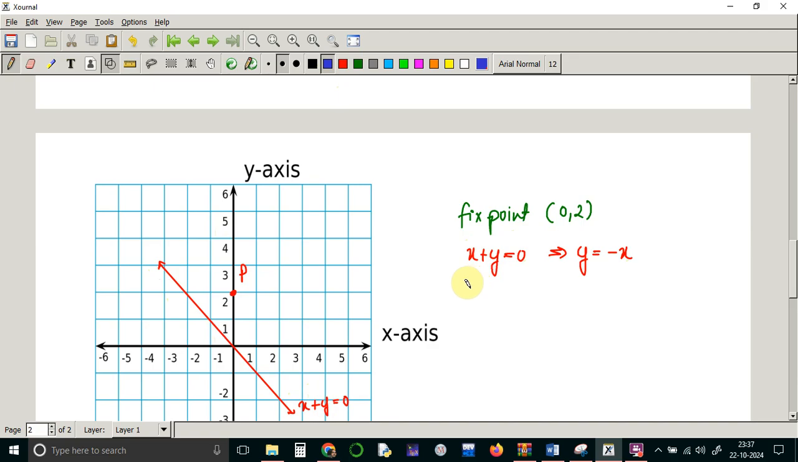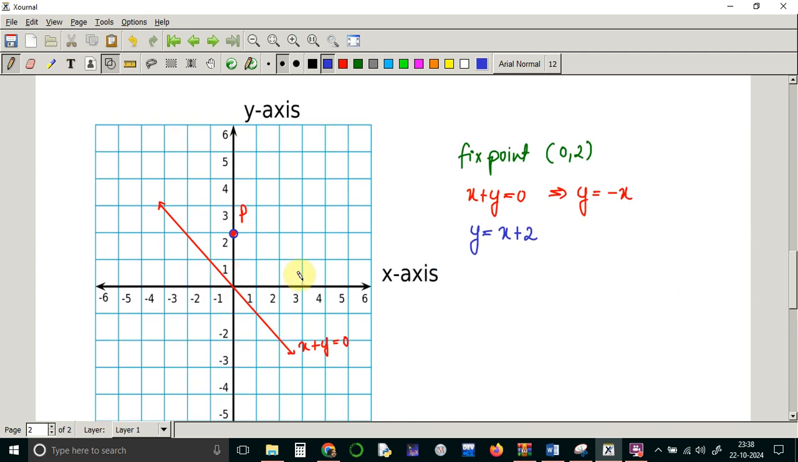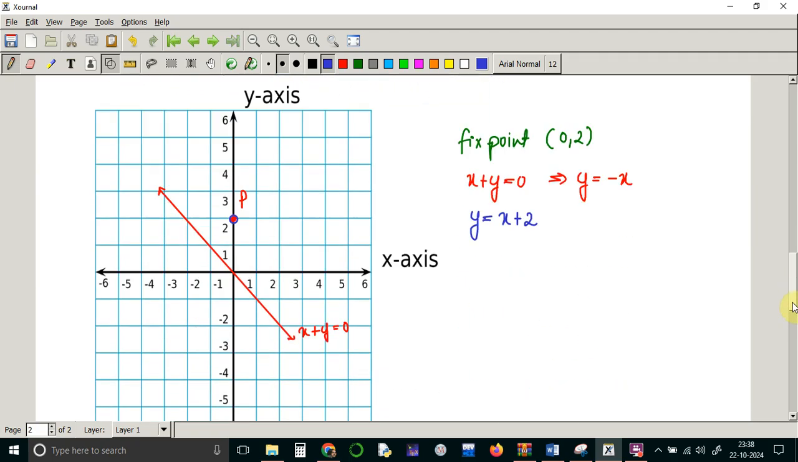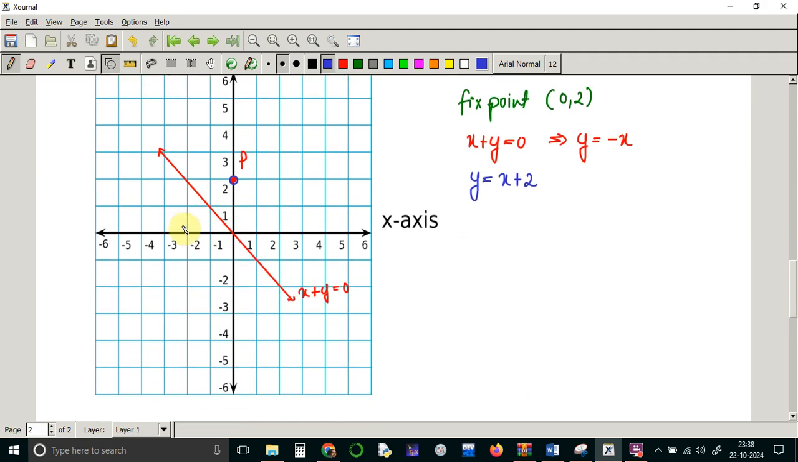And then we have to plot this line also, x plus 2. Its points are, the first point is this fixed point itself and another point is minus 2 comma 0. So this point on x it is minus 2. And the line passing through these 2 points is this.